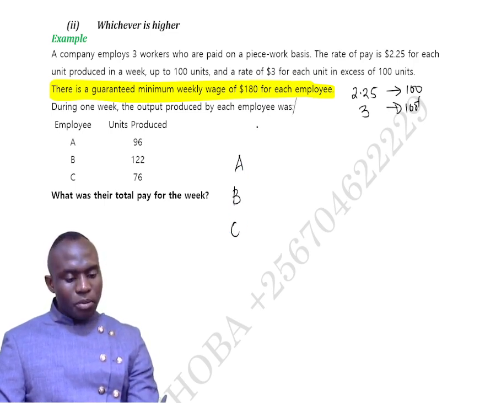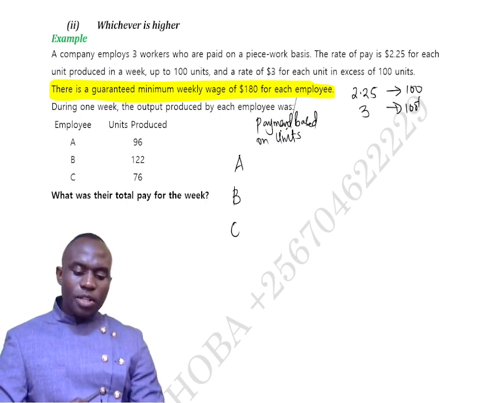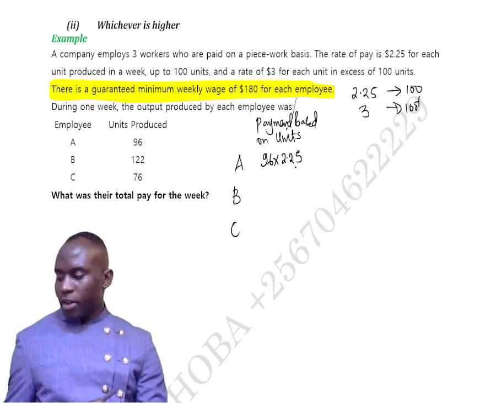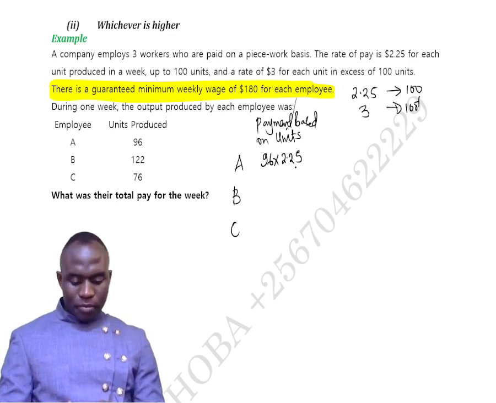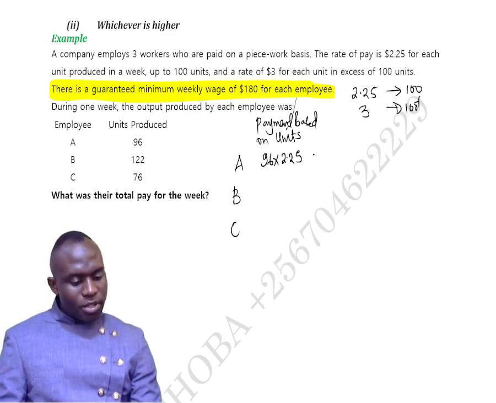So here I'm putting payment based on the units. So based on the units, A is going to earn 96 times 2.25 because this is less than 100, and this gives us 216.